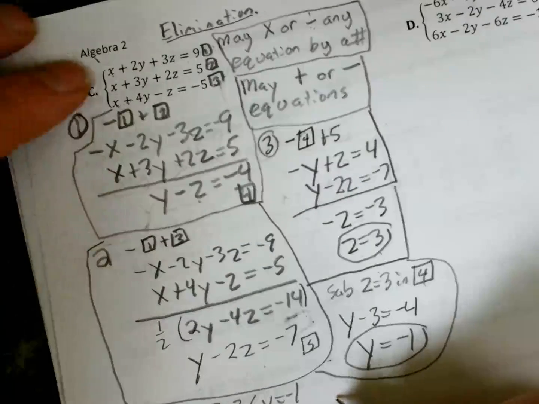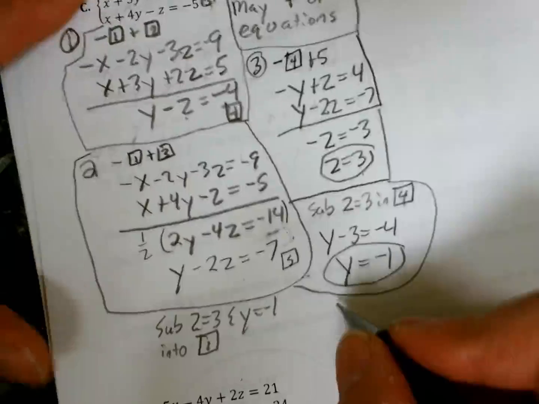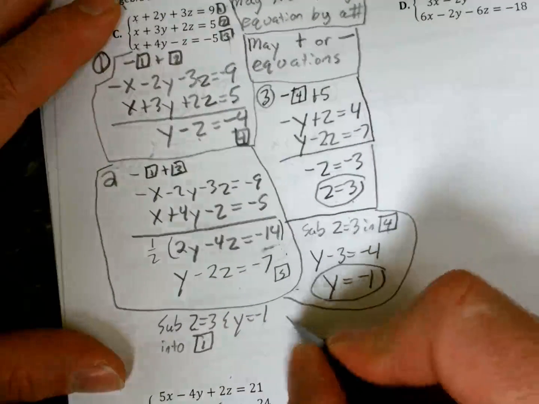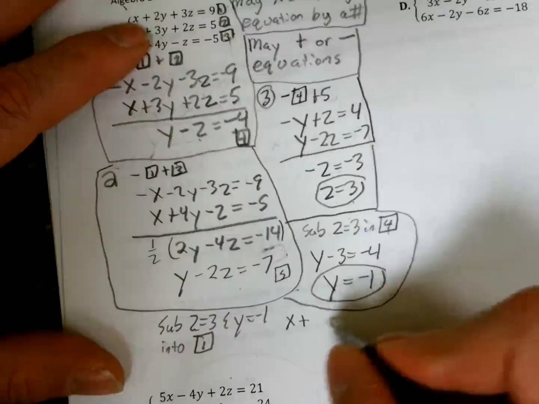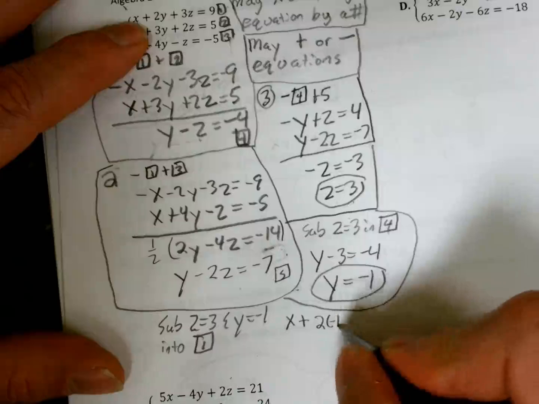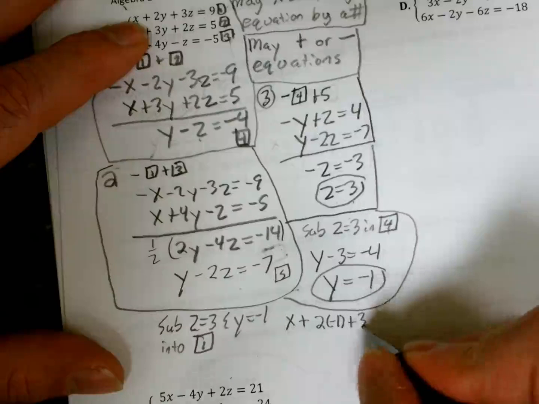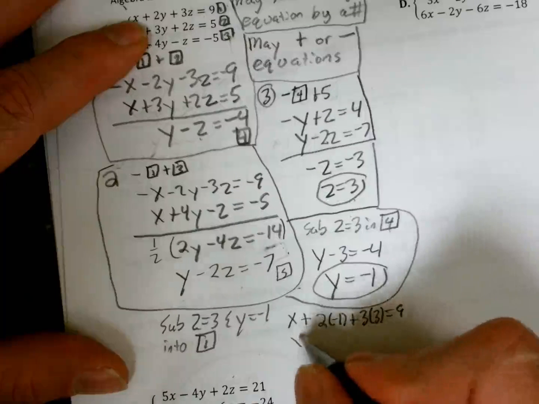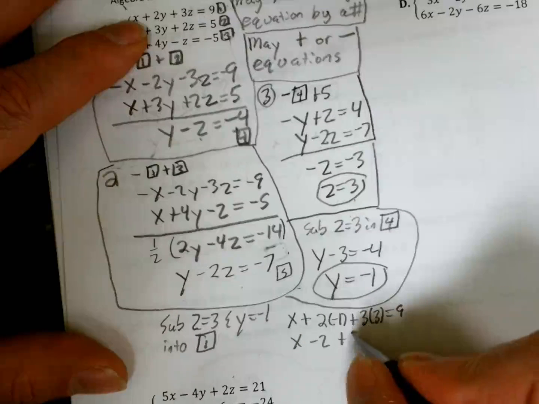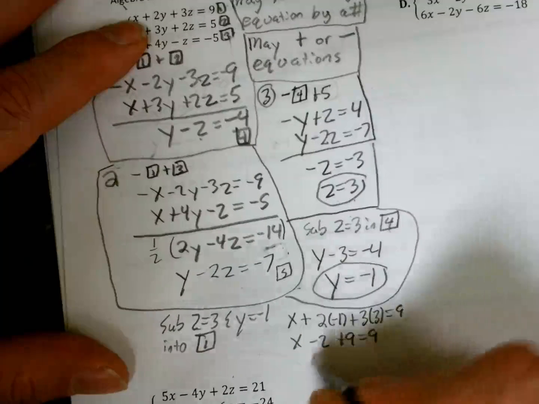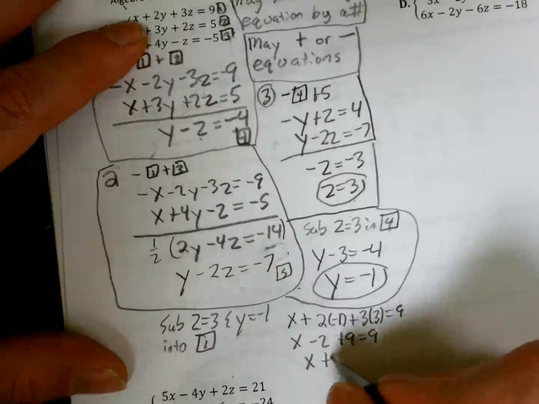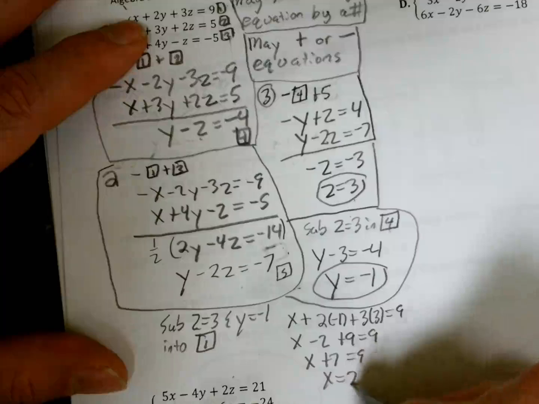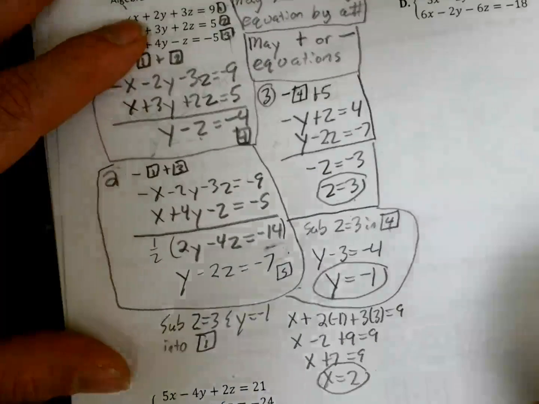So I'm going to say x, right? Let's make sure we have enough room, and we'll zoom out just a little bit so you can see the whole thing. We're going to say x plus, well, that's 2 times y, which is 2 times negative 1, plus 3 times z, which is 3 times 3, equals 9, which gives me x minus 2 plus 9 equals 9. Let's keep going. Add these guys, we get x plus 7 equals 9. We got x equals 2 if I subtract, and I have a solution, which I'm going to write in here.